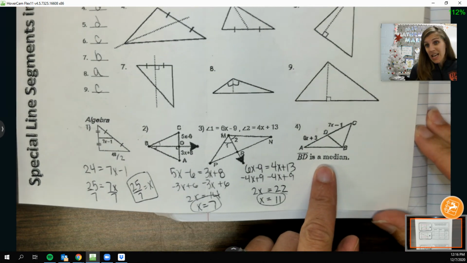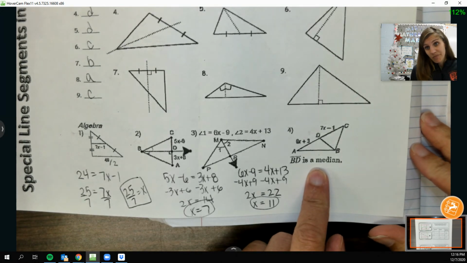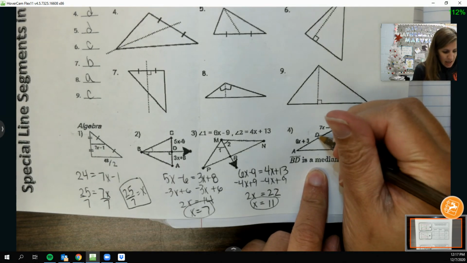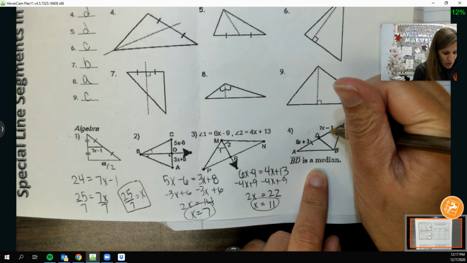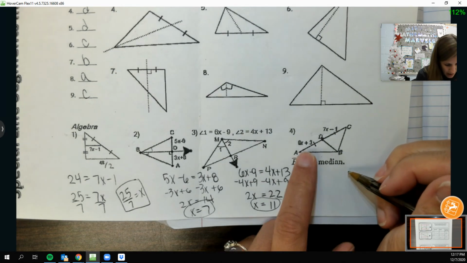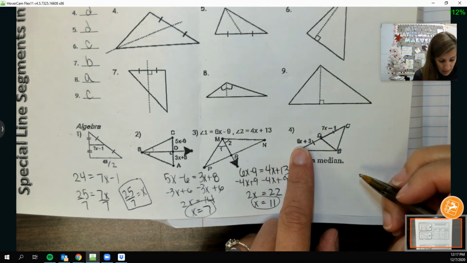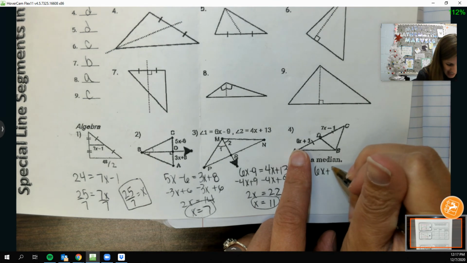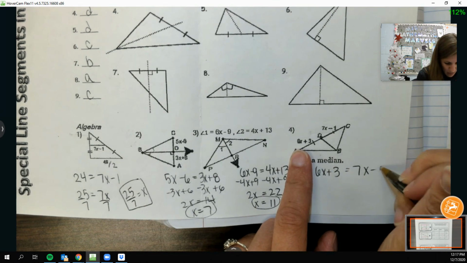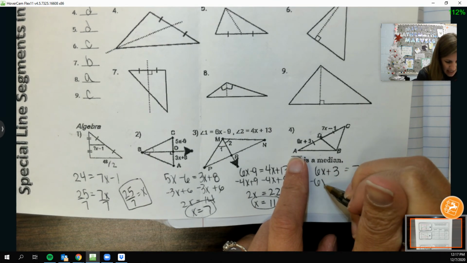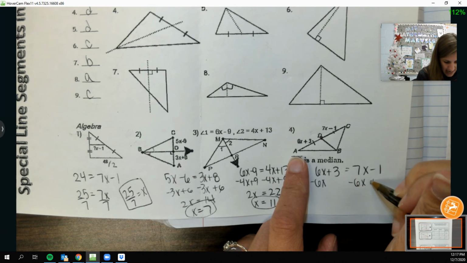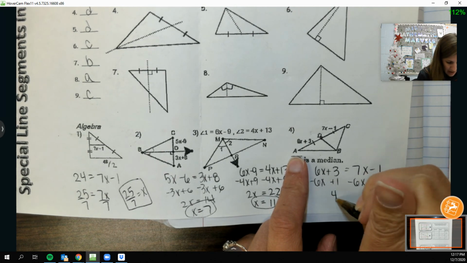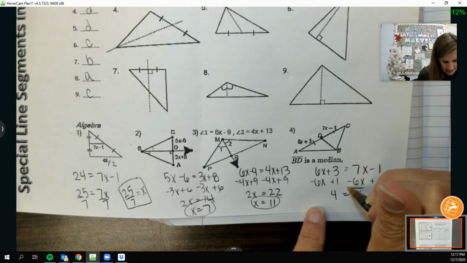And then on the last one, they tell you straight up, it's a median. And in a median, D would be a midpoint. So those 2 things would be equal. Oh my word, what is that supposed to be? We're going to go 6x plus 3 is equal to 7x minus 1. And I would subtract the 6x on both sides and add the 1. So I would get that 4 equals x.